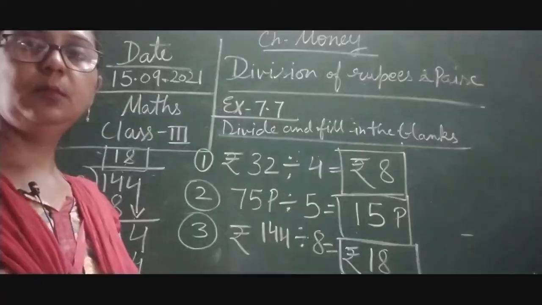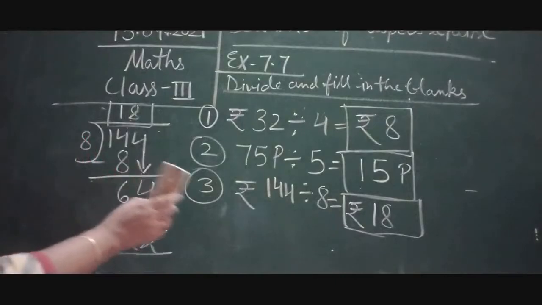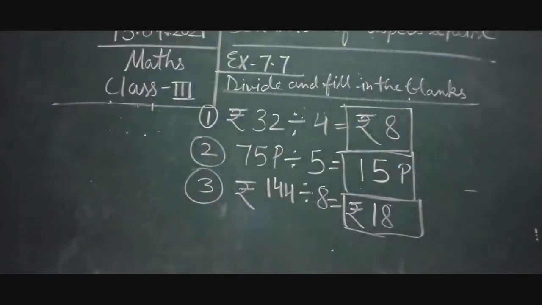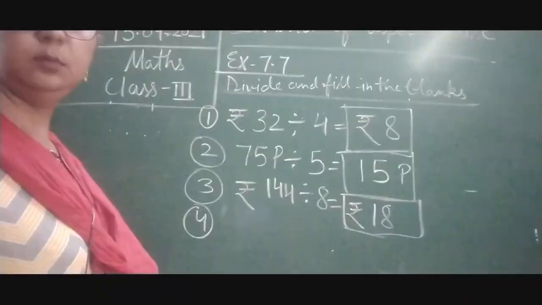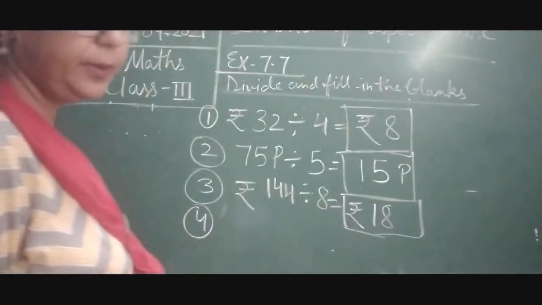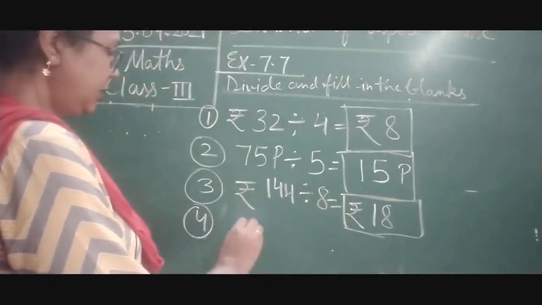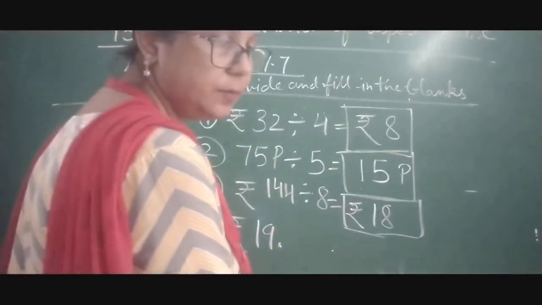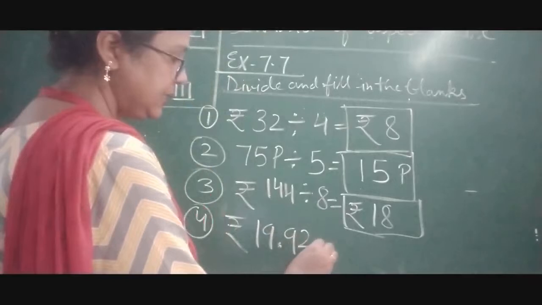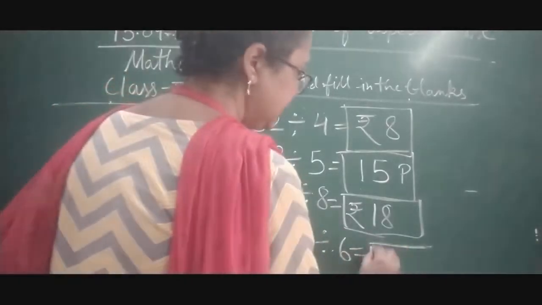Completed, children? Now children, we are going to do number 4. Okay, so for this I have to erase this. Number 4 is rupees 19 and 92 paise divided by 6, and you will get the answer in rupees.